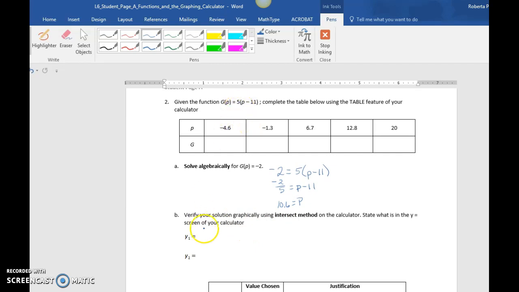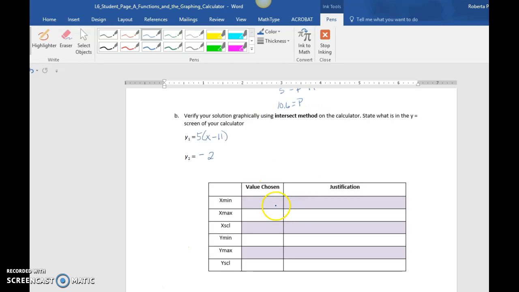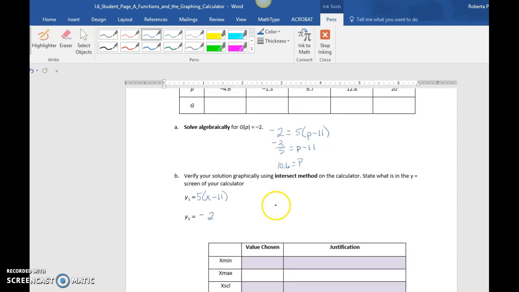And so the equation is 5 times the quantity x minus 11, which is what you put in your calculator here. Your y1 was 5 times the quantity x minus 11, so you could generate the table. And then our output value is -2, since that's what we are trying to find. And now here we want to look at what our window should be.